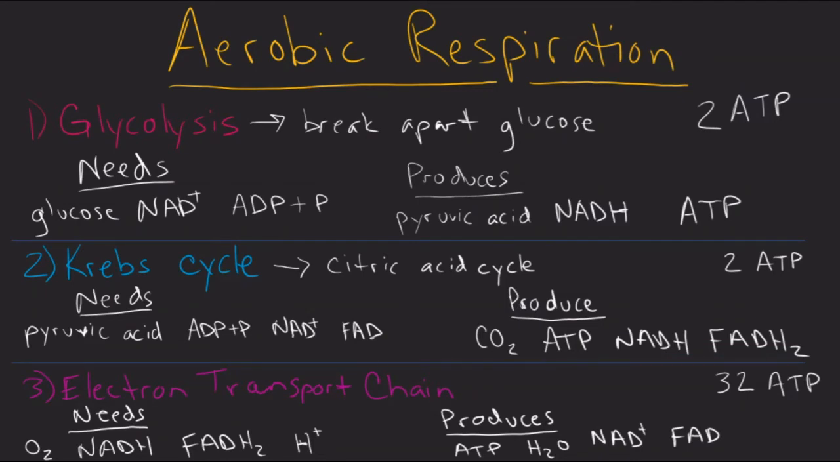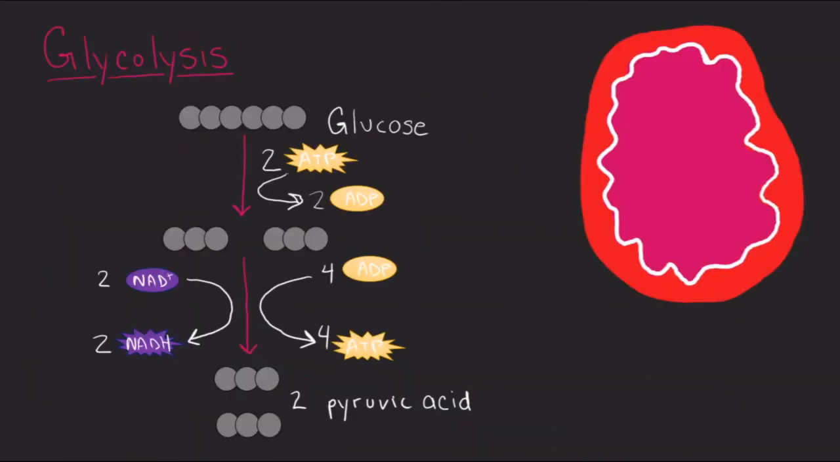So step 1, glycolysis. Glycolysis is going to occur outside of the mitochondria. This is all occurring in the cytosol or cytoplasm. It's all out there, outside. So this is happening in the cytosol outside of the mitochondria. Again, this can occur without oxygen. It doesn't have to be an aerobic process.